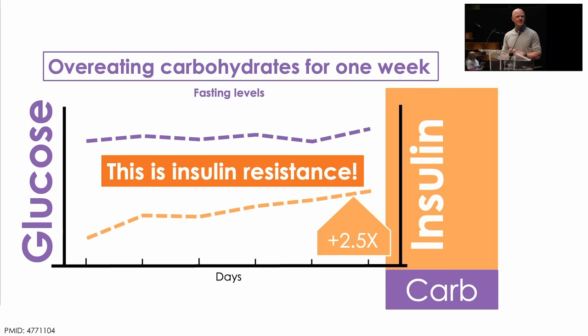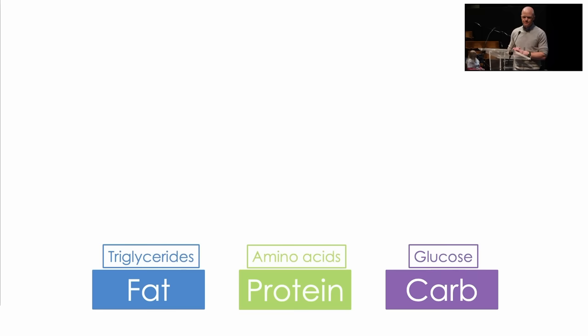Now, when we eat these macronutrients, there is a corresponding blood molecule. With fat, triglycerides would be the blood marker of fat consumption, perhaps. Actually, with triglycerides, it's more complicated. Amino acids would be the blood marker of protein. And lastly, glucose is the blood marker of carbohydrate.